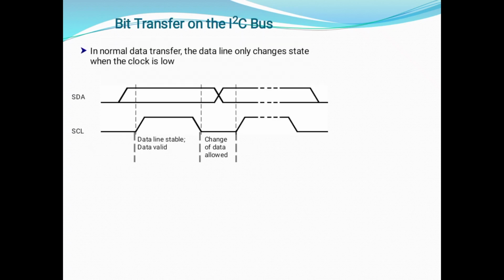So this is the output device. This is the output of a bit transfer. In normal data transfer, the data line only changes state when the clock is low.